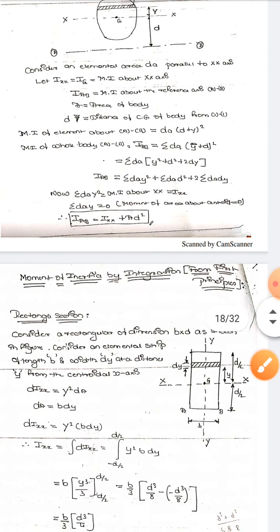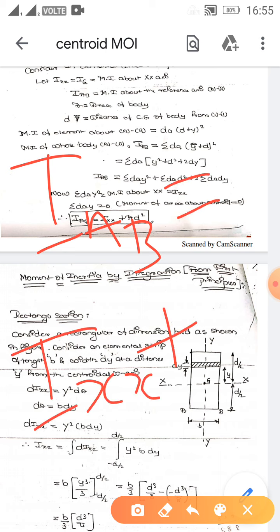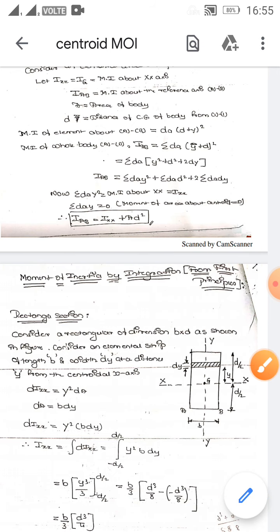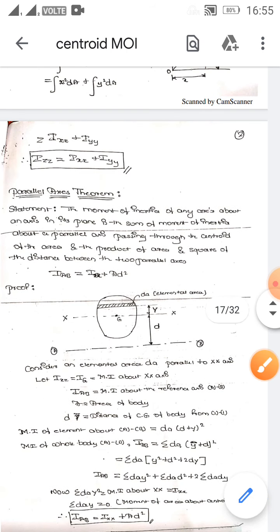So what is left out? As I explained, it is nothing but IAB, which is equal to Ixx plus area into distance squared. So when we take this part and represent it over here, this is the proof of the parallel axis theorem.